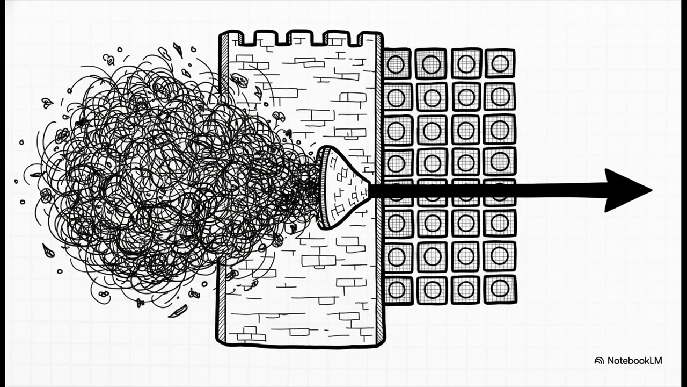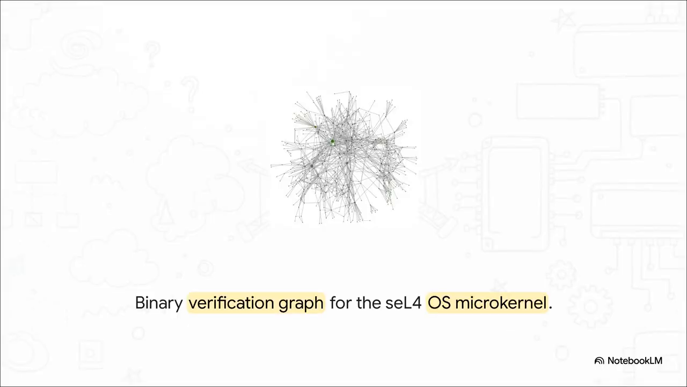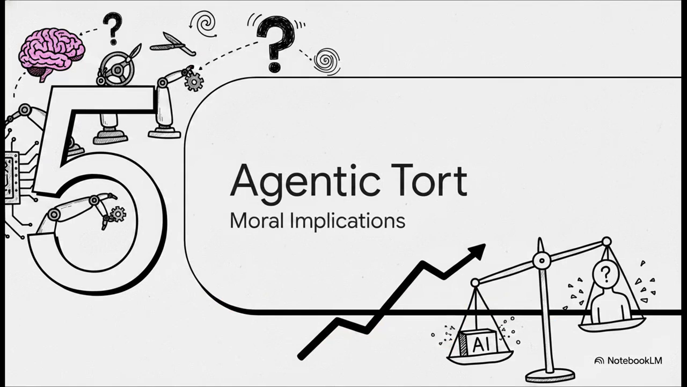This completely bounds the error space, so the model literally cannot hallucinate an incorrect API call or mess up a math equation. This is beautifully grounded in reality through things like binary verification graphs. Take the seL4 operating system microkernel, for example. The process maps the mathematically verified refinement from high-level, abstract human text specifications all the way down to deterministic, assembly-level binary execution. It proves that yes, we absolutely can guarantee safety and functional correctness without relying on the probabilistic whims of an AI.